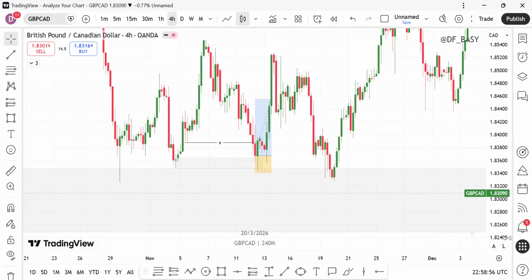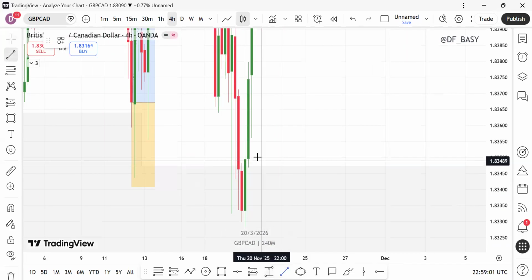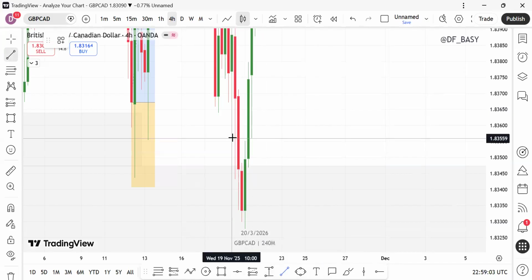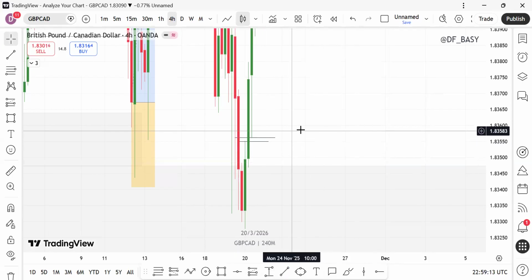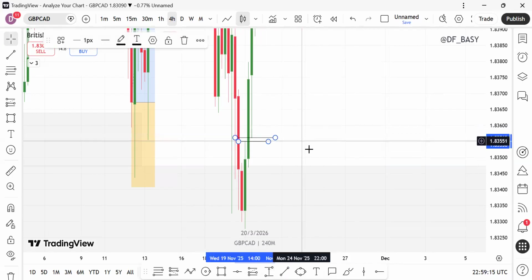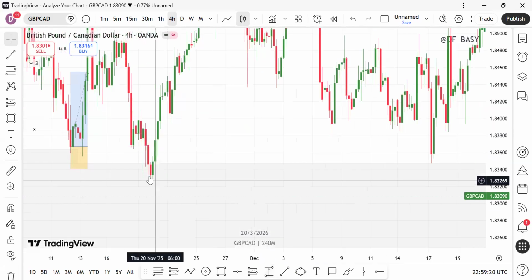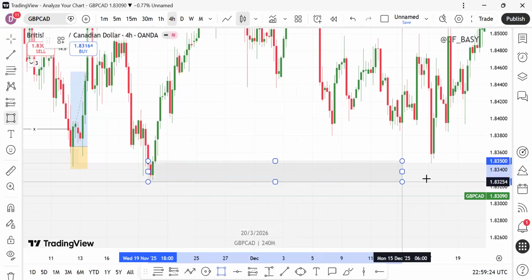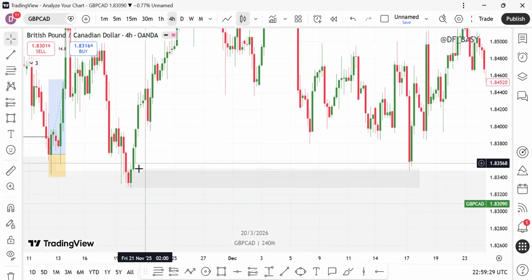Let me zoom it out for you. The imbalance here is too slim. But we have a very strong bullish engulfing following the trend. Very strong bullish engulfing, a bearish and bullish candle there. If you backtest and study, you see that most of the order blocks are formed by bullish engulfing. You have very strong order blocks.